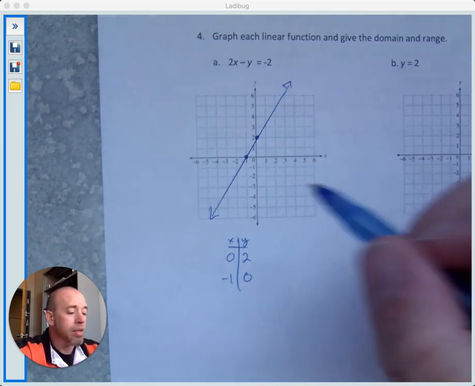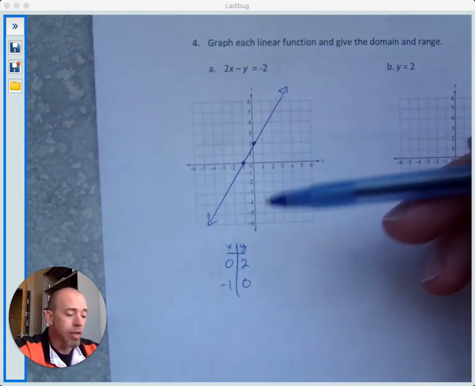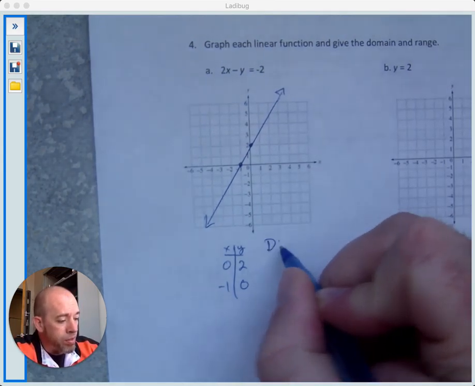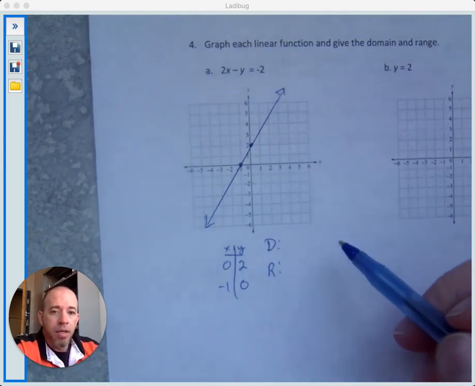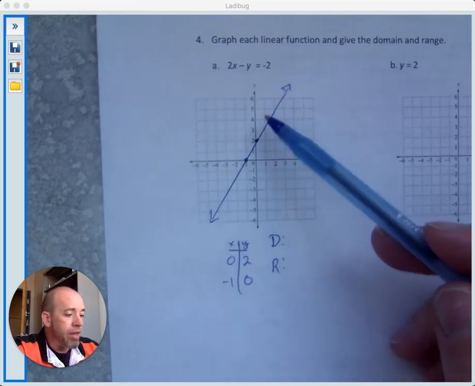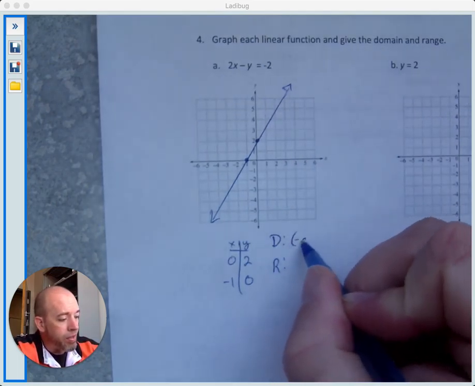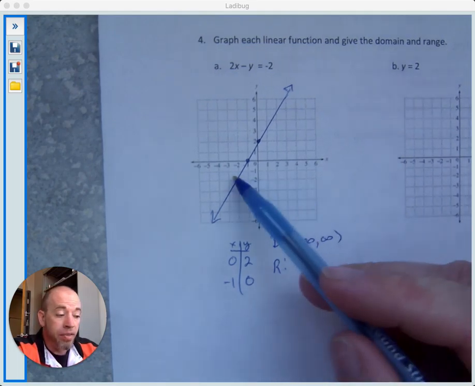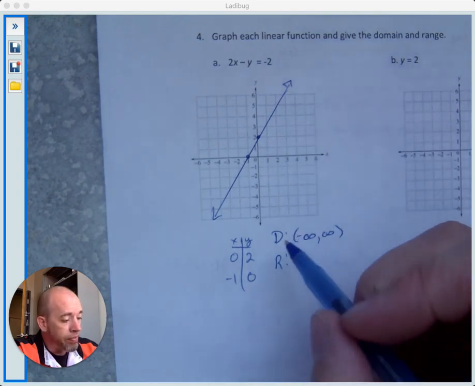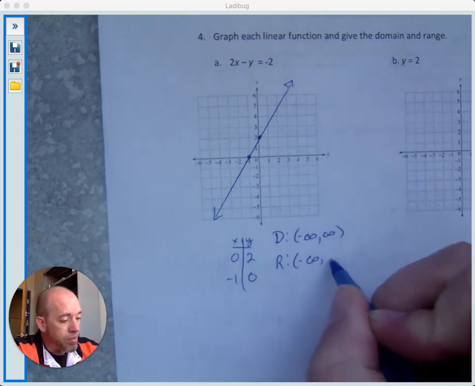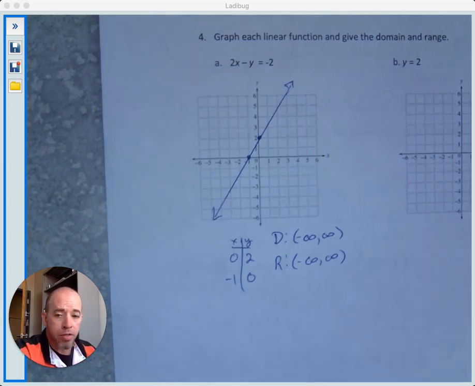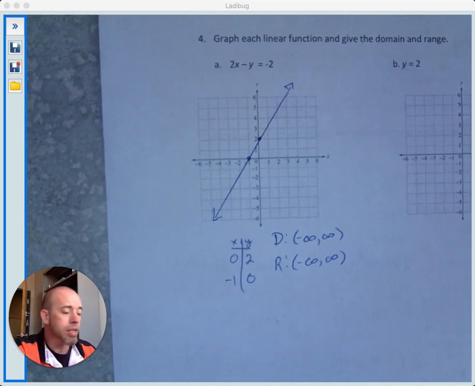So there's our line. Is it a function? Clearly it is, right? It passes the vertical line test. What's the domain and range? Maybe I'll do the capital D, capital R. This goes forever left, forever right, so that means our domain is negative infinity to infinity. It also goes down forever and up forever, so our range is also negative infinity to infinity. All right, so that's a linear function. We know it's a function because it passes the vertical line test.